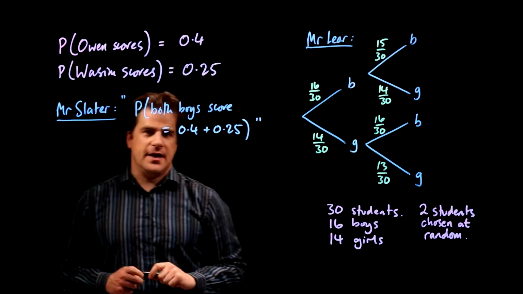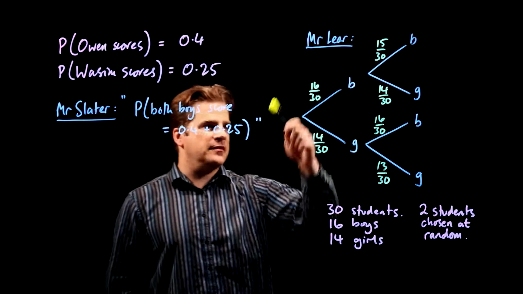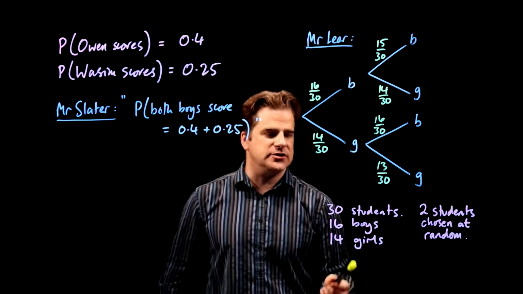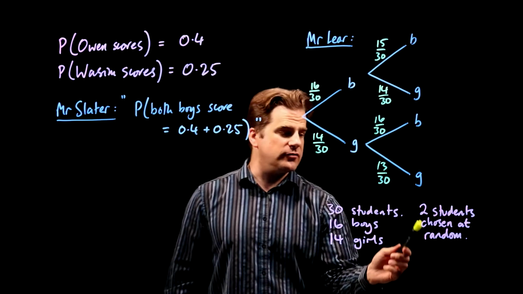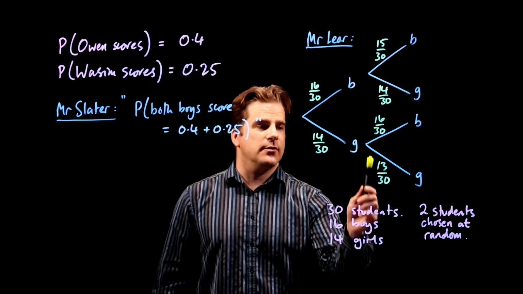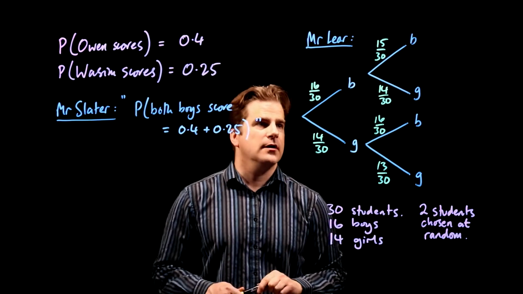Okay, Mr. Lear has drawn this probability tree diagram for this situation: 30 students, 16 boys, 14 girls, and 2 students chosen at random. We have to find one thing wrong with it.